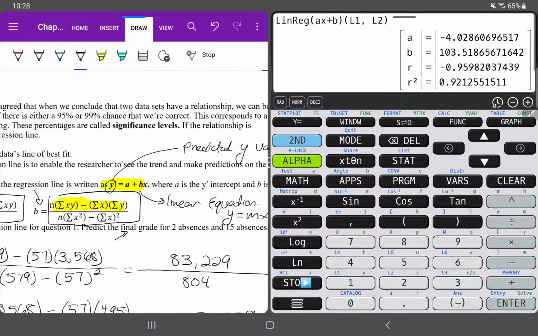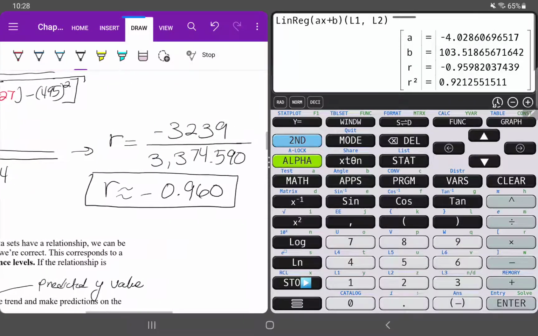But even more, it gives us R, which is the correlation coefficient. And the correlation coefficient was, once again, when we rounded to 3 numbers after the decimal, negative 0.960. Look here, rounded to three numbers after the decimal, negative 0.960.